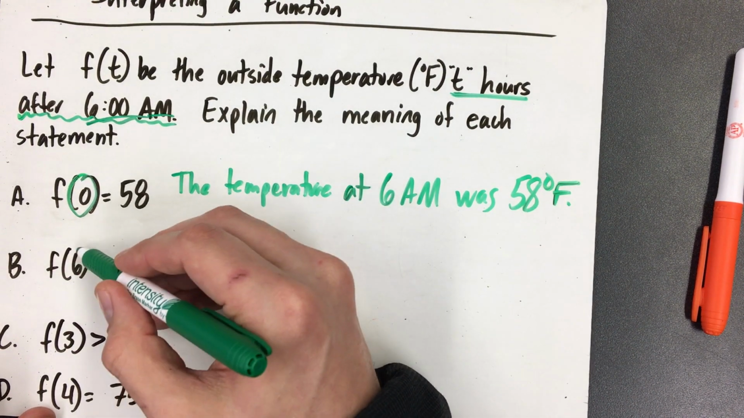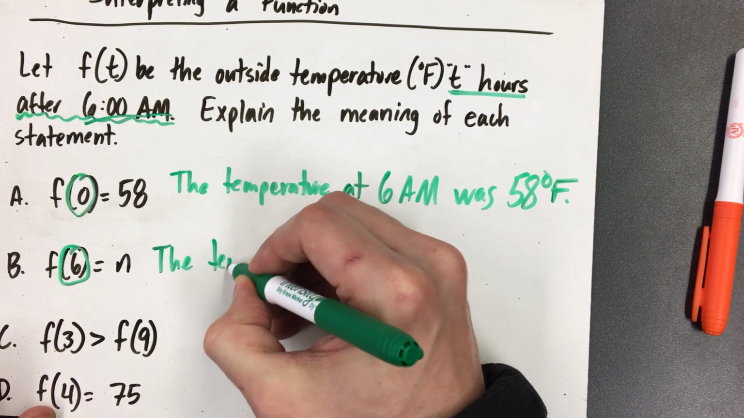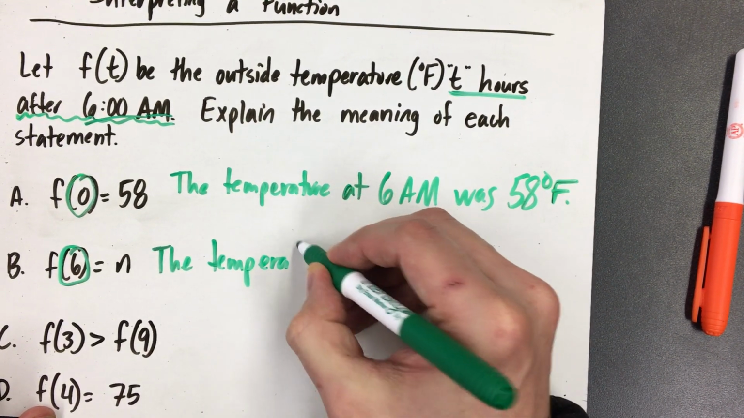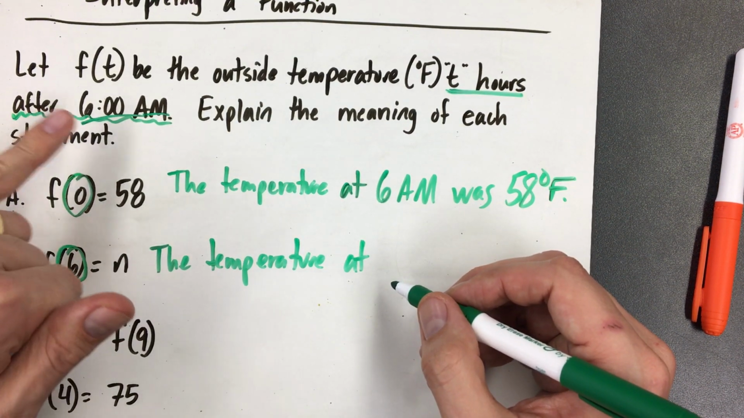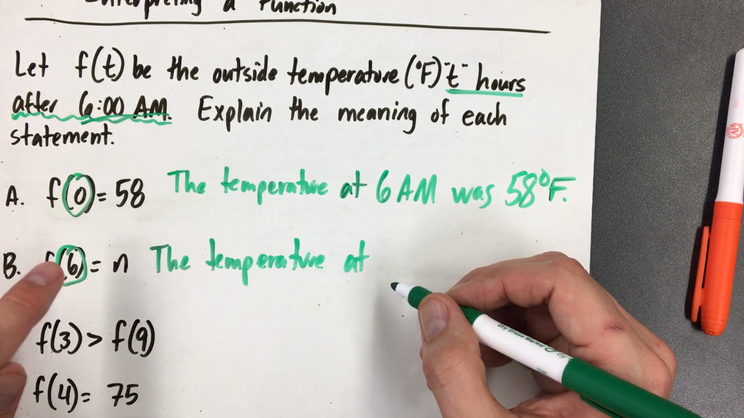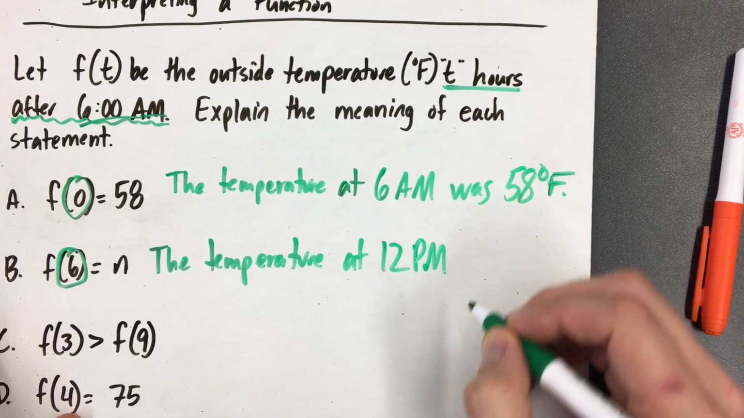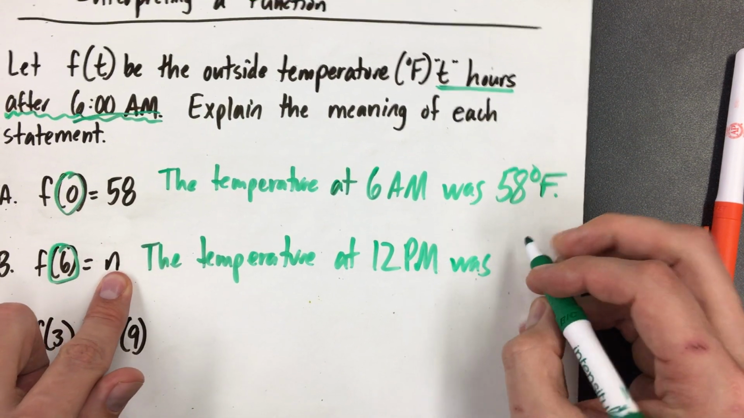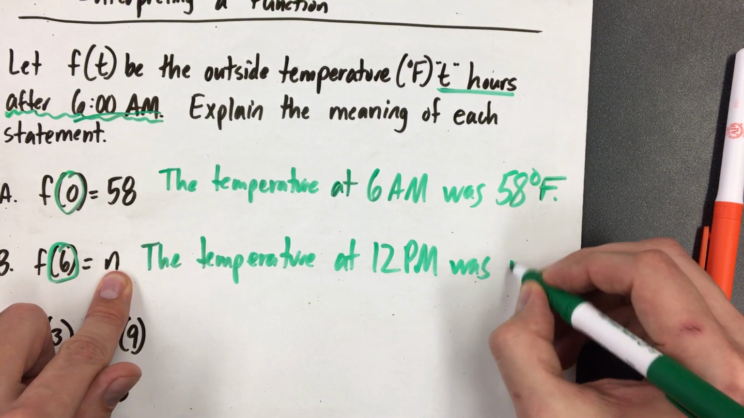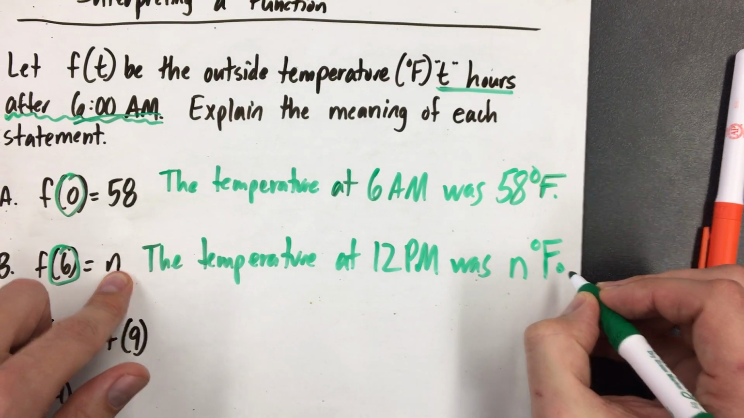So here's another one, f of 6. So this means the temperature 6 hours after 6 a.m. Okay, we got to use our brain. What is 6 hours after 6 a.m.? 6 hours after 6 a.m. is at 12, right? At 12 noon, which is actually 12 p.m. The temperature at 12 p.m. was, oh, they didn't even give us a number. They said in. Okay, we're just going to put in degrees Fahrenheit. I guess that's the variable or something.